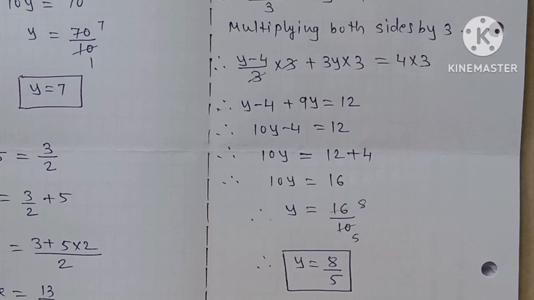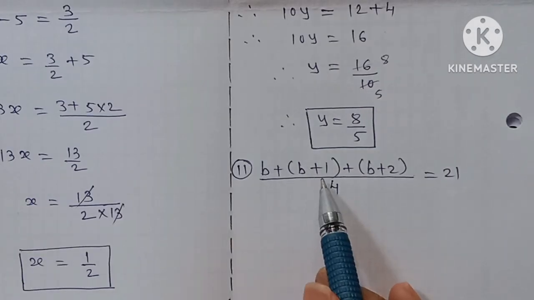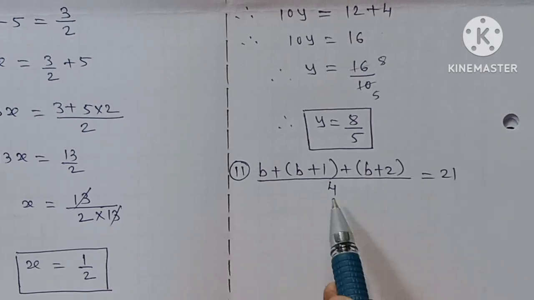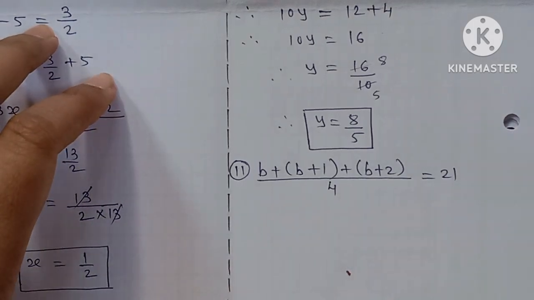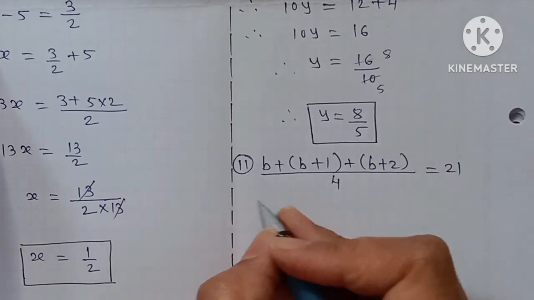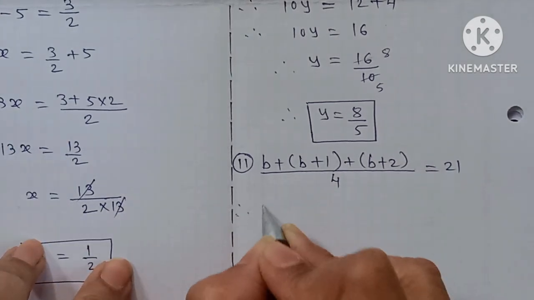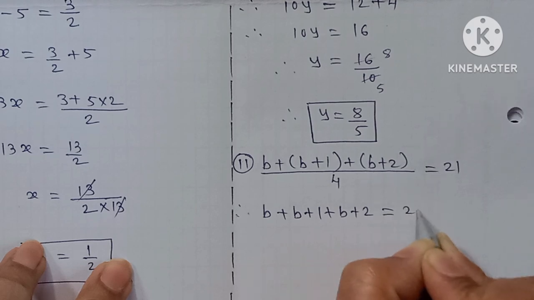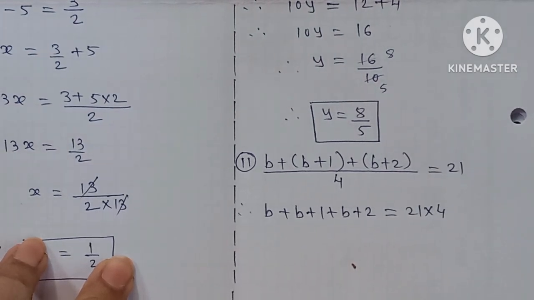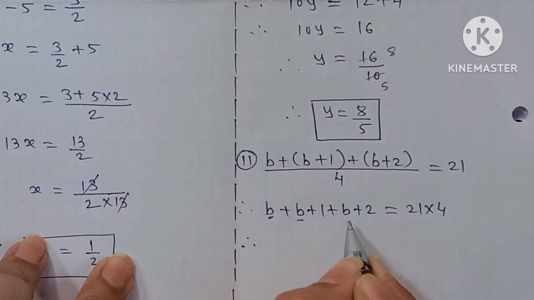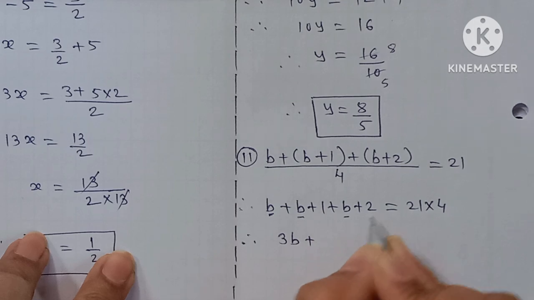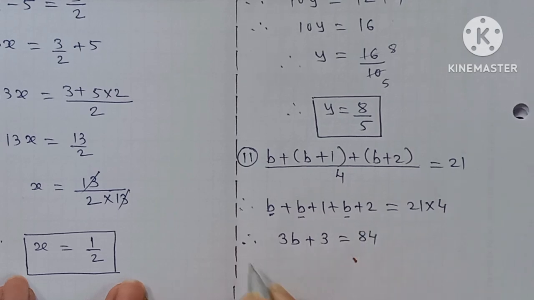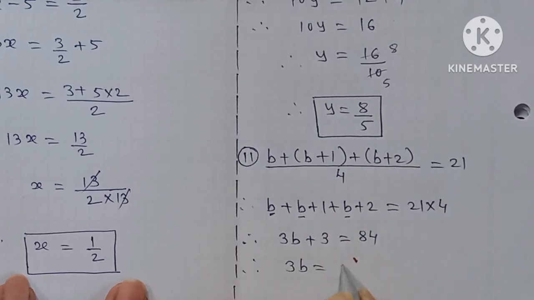Now next question. b plus into bracket b plus 1 plus into bracket b plus 2 upon 4 is equal to 21. Now this 4 is divided. It goes to opposite side multiply. And you can just remove the bracket. b plus 1 plus b plus 2 is equal to 21 multiplied by 4. Now 1, 2, 3. 3b plus 2 plus 1, 3 is equal to 21 4s are 84. Now 3b is equal to 84.